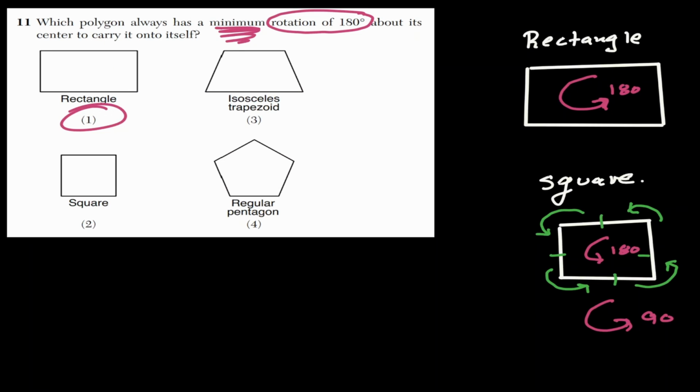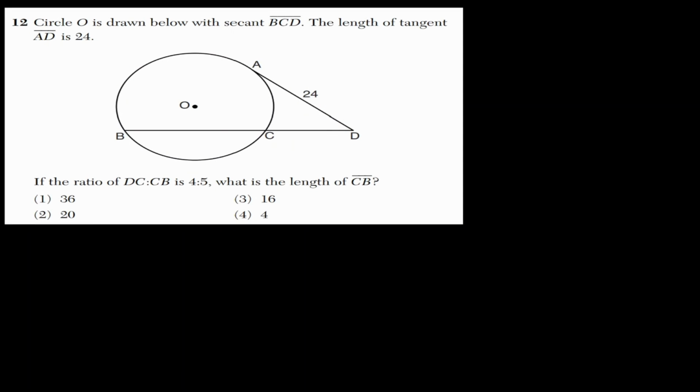For a square, 90 degrees is the minimum. Even though 180 is still carrying the figure into itself, the minimum is 90 degrees. Rectangle is the only one that will make that happen. For an isosceles triangle, we cannot do anything about it. And for a regular pentagon, the minimum is not 180 degrees. So now let's look at question 12.